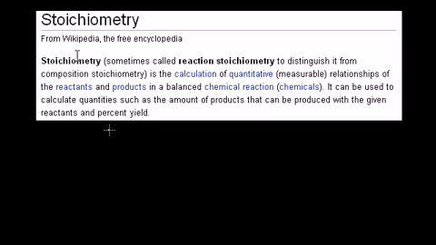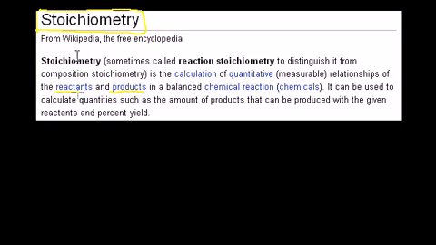We know what a chemical equation is, and we've learned how to balance it. Now we're ready to learn about stoichiometry. It's an ultra fancy word that often makes people think it's difficult, but it really is just the study or the calculation of the relationships between the different molecules in a reaction. This is the actual definition that Wikipedia gives. Stoichiometry is the calculation of quantitative or measurable relationships of the reactants and the products.